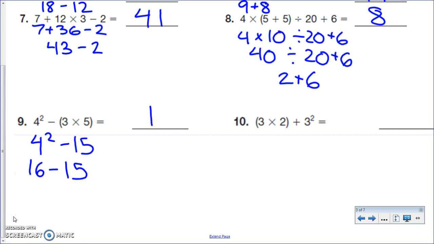For 10, we have parentheses 3 times 2 plus 3 squared. So parentheses comes first, so 3 times 2 is 6. We know that 3 squared means 3 times 3, so that's going to become 9. So we have 6 plus 9. And 6 plus 9 becomes 15.